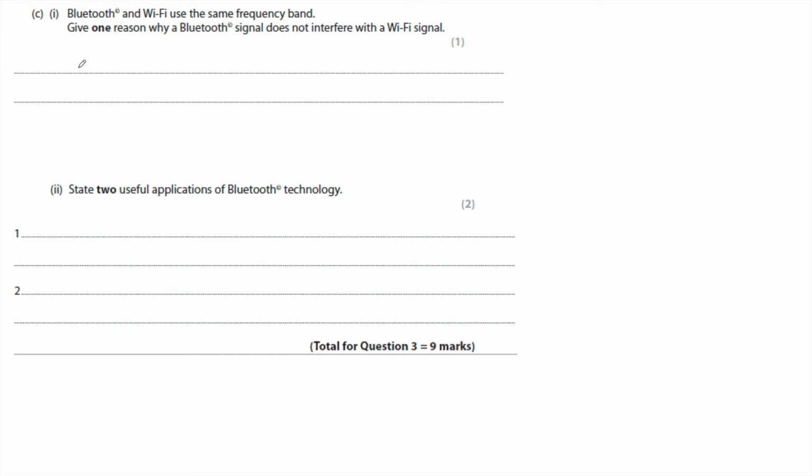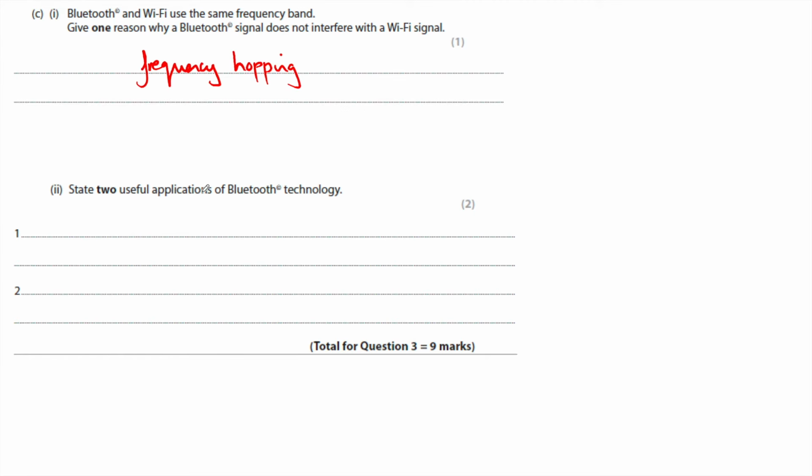Part C. Bluetooth and Wi-Fi use the same frequency bands. They use high frequency radio waves. Give one reason why Bluetooth signals do not interfere with Wi-Fi signals. Well, of course, the key word is they use frequency hopping. Now, you don't have to understand how that works, but it's used to make sure that Bluetooth signals of other Bluetooth devices don't interfere with Bluetooth devices and also with Wi-Fi, because they all use the same frequencies.